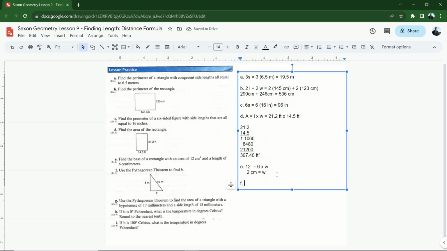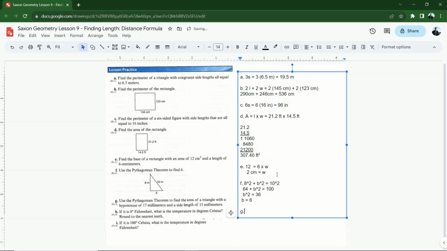So I have to do the 2 legs squared. 8 squared plus b squared equals 10 squared. This is going to be 64 plus b squared equals 100. Or b squared, I'm going to subtract 64 from both sides, equals 36. That means that b equals 6.